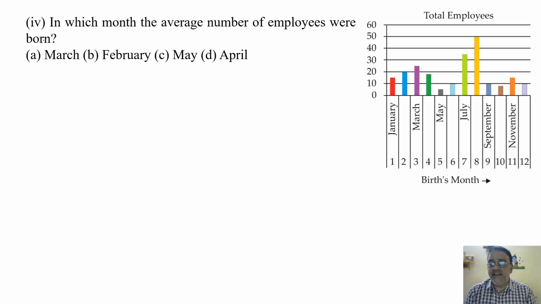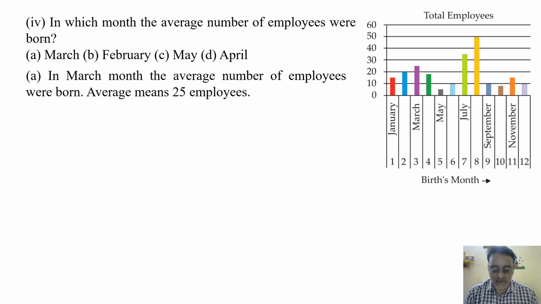एवरेज 50, देखो हाईएस्ट 50 है, उसका एवरेज 25 है. So in March month the average number of employees were born, that is 25 employees, ठीक है, क्योंकि टोटल 50 एम्प्लॉयज है ना. क्लियर? Yes. ओके, so the correct option is March.